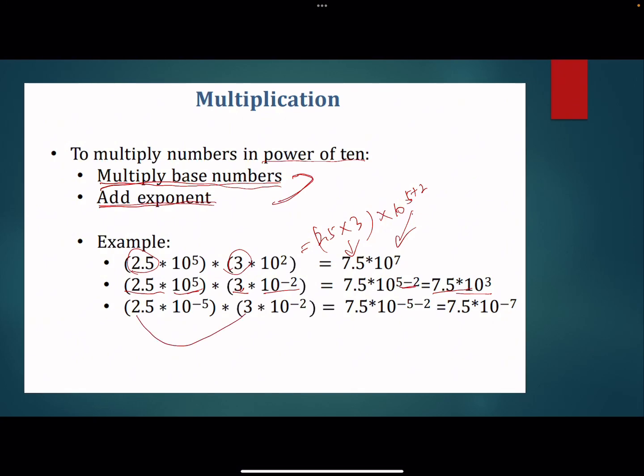And for this example, we multiply 2.5 times 3. Then we add the exponents. Since they are negative numbers, it's 10 to the minus 5 minus 2. So that will give us 7.5 times 10 to the minus 7.